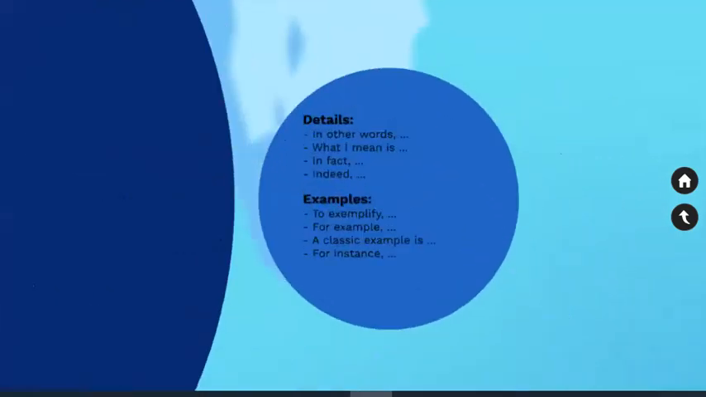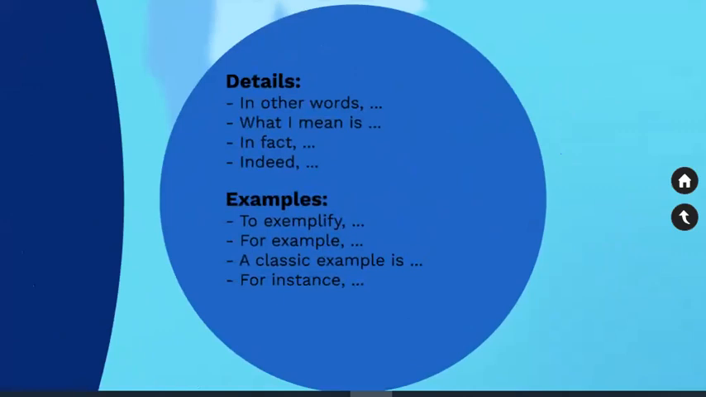In terms of details and examples, so for details, you could say, in other words, what I mean is, in fact, indeed, and then you will explain. And for examples, to exemplify, for example, a classic example is, for instance. So remember, you use these transition words at the beginning of the sentence, and then your sentence will follow.